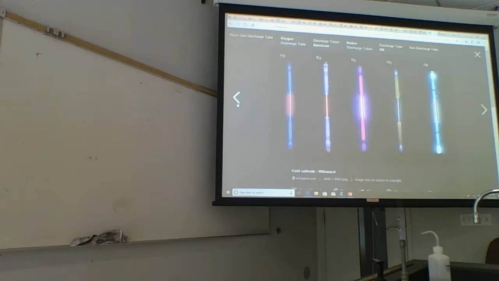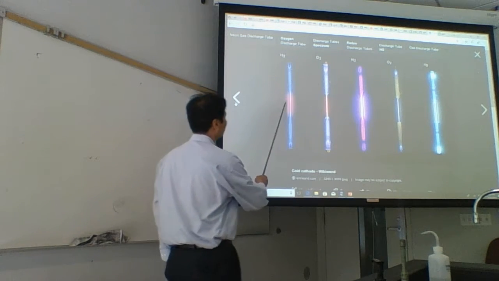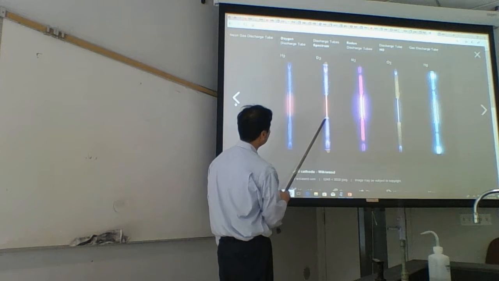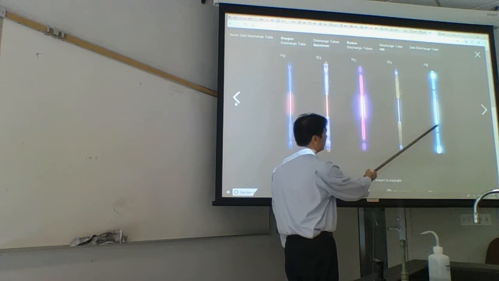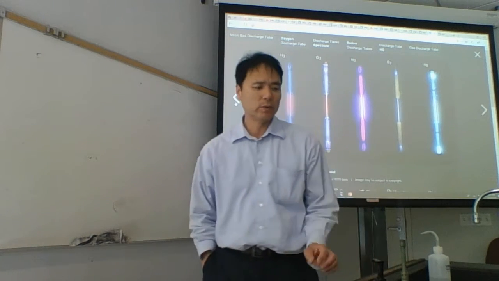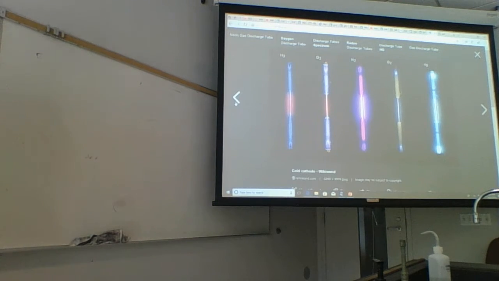So let's take a look. These are different things that people have tried to make light bulbs out of. First one is hydrogen. I don't know what this is. Maybe deuterium. This is nitrogen, oxygen, and mercury. Well, those all look weird. Those all look weird because they shouldn't look like that. They should look different. Should look like this.